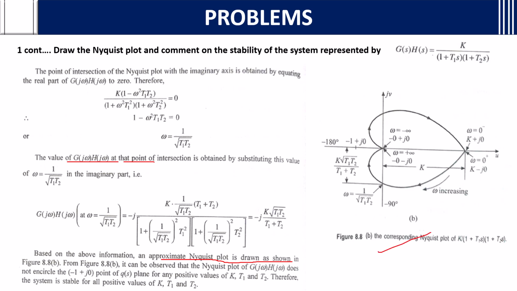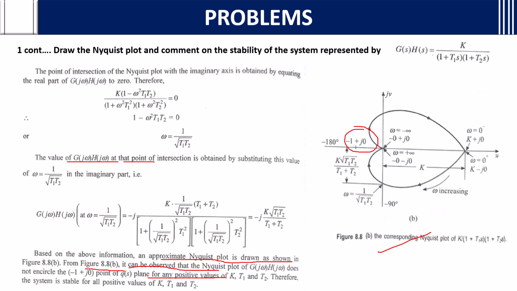From figure 8.8b, it can be observed that the Nyquist plot of G(j omega) H(j omega) does not encircle the minus 1 plus j0 point of the GH plane for any positive values of K, T1 and T2. For any values of T1, T2, K value is positive. Therefore, the system is stable for all positive values of K, T1 and T2.